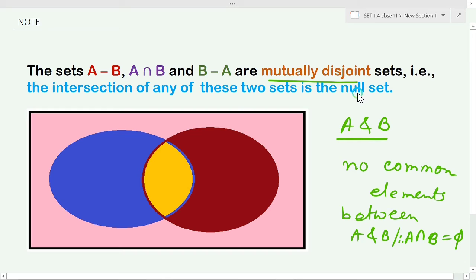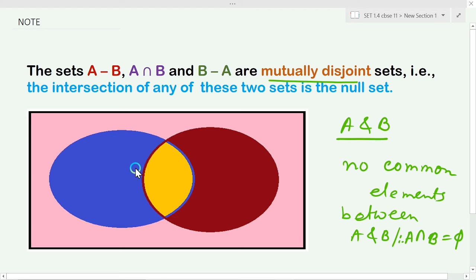Okay, because there is no common element. If there is no common element between two sets, they are called mutually disjoint sets. Or if the intersection of the two sets is phi, they are also called mutually disjoint sets. Okay.